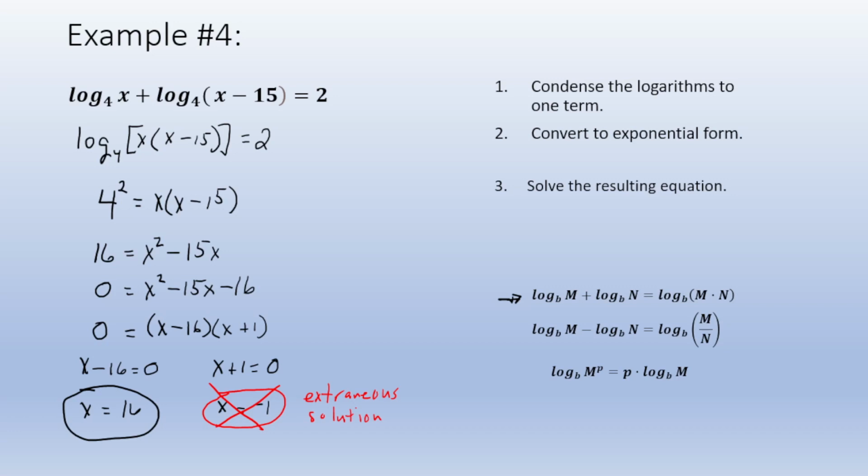But what this brings to light is that with these logarithmic equations, we do need to check for extraneous solutions. When we check for extraneous solutions, we're looking at which of the solutions would force us to take the logarithm of 0 or a negative number. In other words, taking a logarithm of a number that's not in the domain of the logarithmic function.